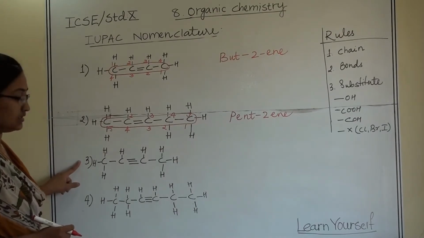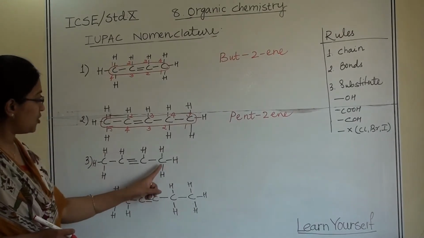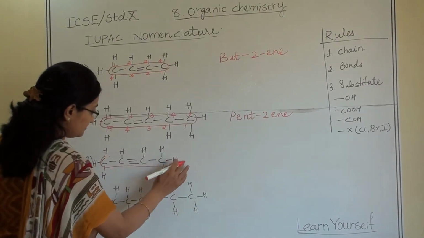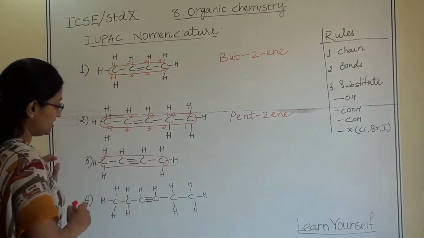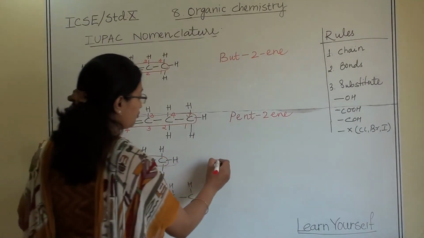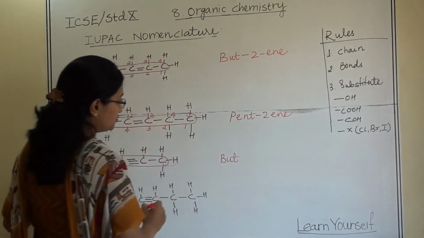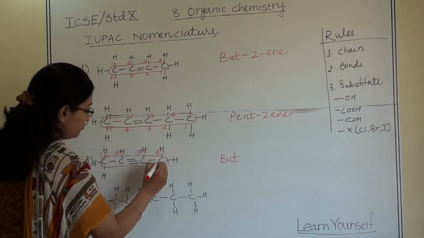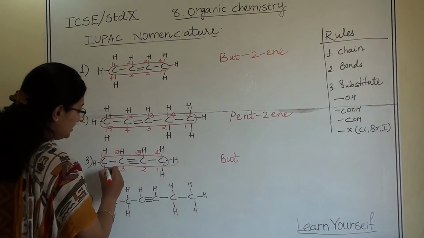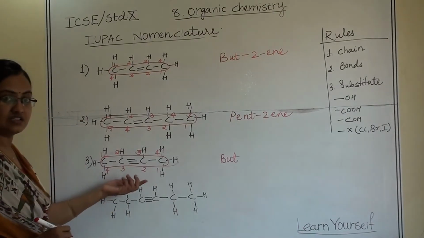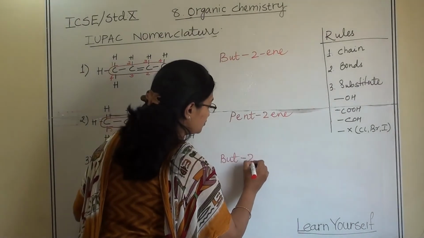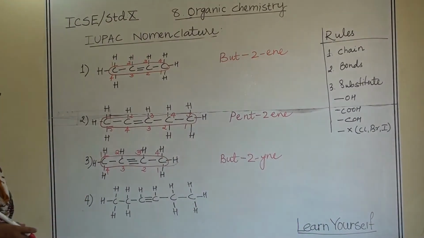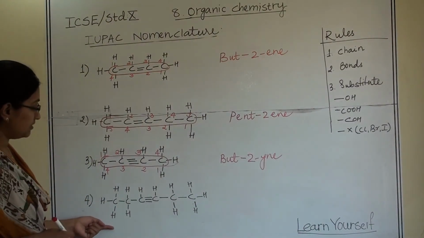Let us understand the next one. In this, which bond is there? Triple bond. Let us see what chain is there. This is our chain. How many carbon atoms are there? 4. So it will be but. Then let us give numbering 1, 2, 3, 4, and 1, 2, 3 and 4. Obviously it is in the middle, so it will be 2. 2 yne, or 2 butyne.